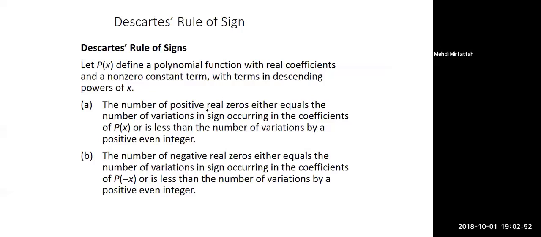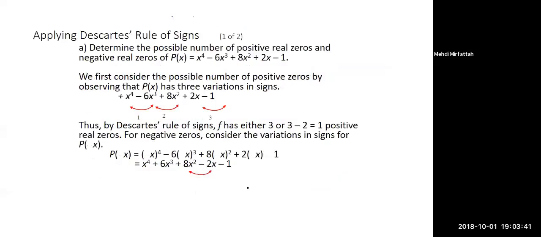The number of positive real zeros either equals the number of variations in sign occurring in the coefficients of P of x, or is less than the number of variations by a positive even integer. Okay, for part B, the number of negative real zeros either equals the number of variations in sign in the coefficients of P of minus x, or is less than the number of variations by a positive even integer. Okay, let's keep all this in mind, and then we're going to go ahead and look at the examples now.